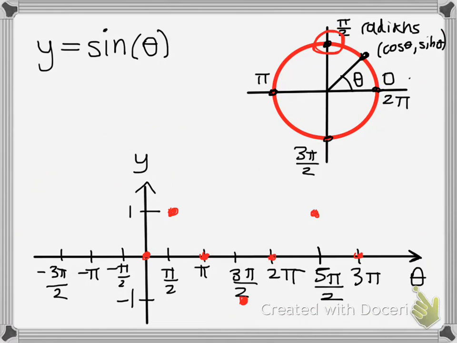And actually, if you plot this for smaller angles, like in between pi over 2 and 0, you'll find that it makes a wave shape. So let me do it in green. So as you can see, it makes a wave shape.